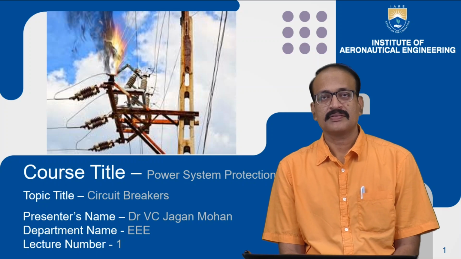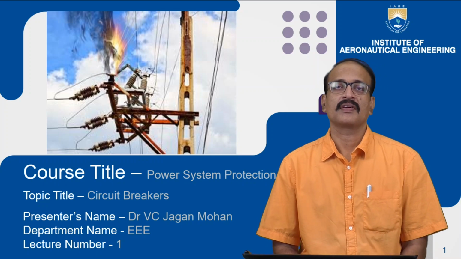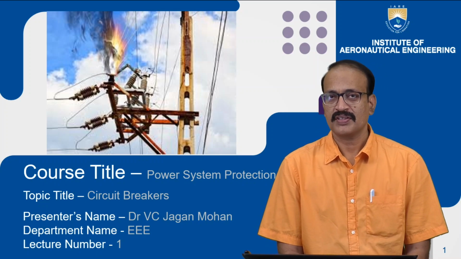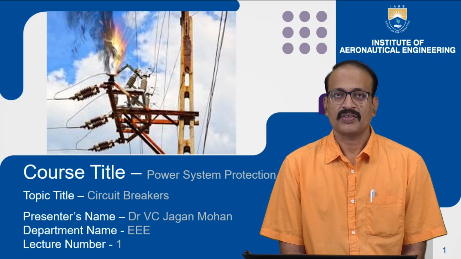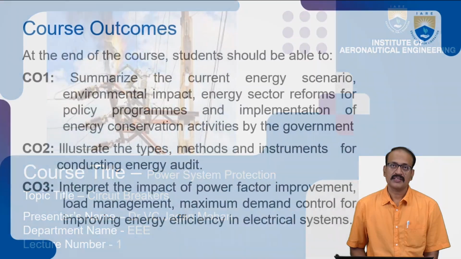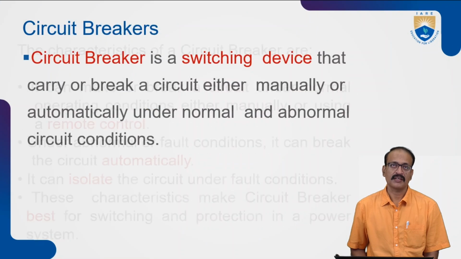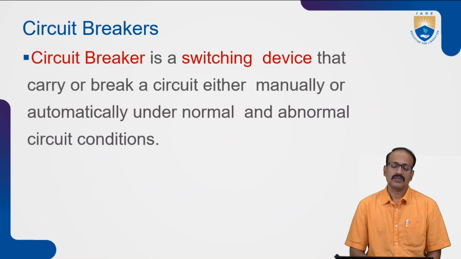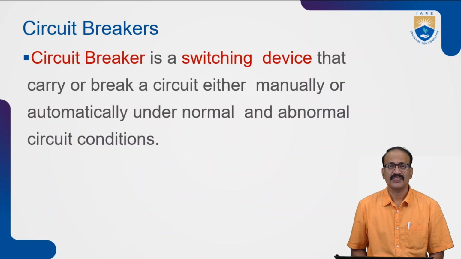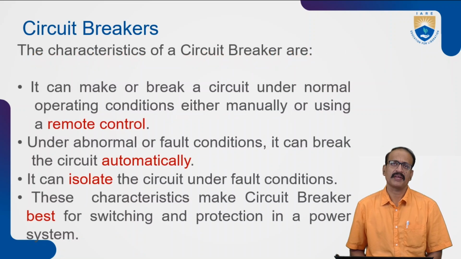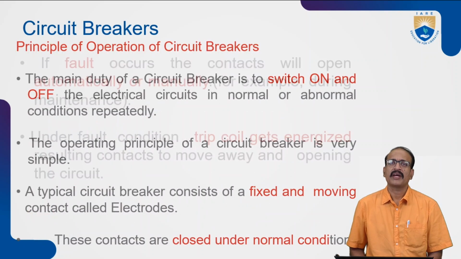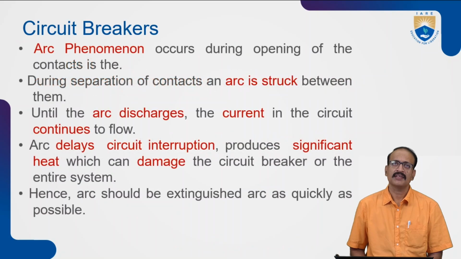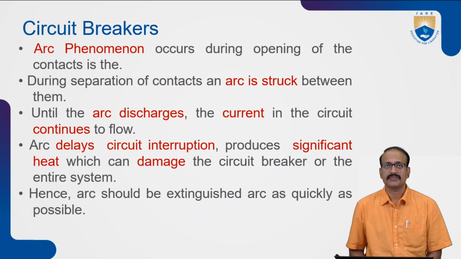So in the last class we have been discussing the subject power system protection, and the topic is circuit breakers. In the previous class we discussed what a circuit breaker is. It is basically a switching device which will break or make according to the necessity, or when a fault occurs, automatically, manually, or with the help of a remote.